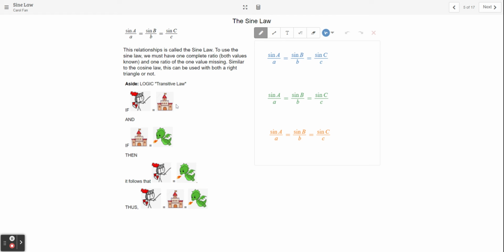So let's just discuss logic. Let's say I had a knight. If the knight is equal to a castle, and a castle is equal to a dragon, then it follows that my knight is equal to the dragon. Why? Because we know both of these are equal to castles. So that means the knight is equal to a castle, which is equal to a dragon.